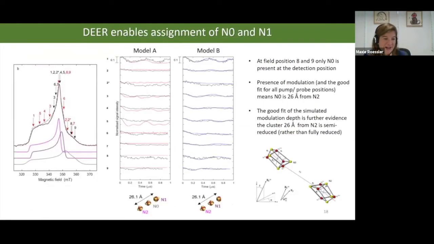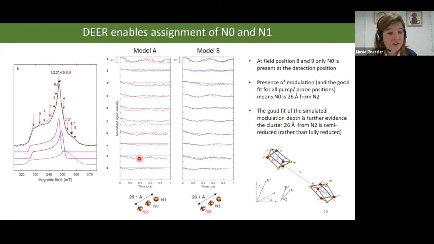So taking all this, Catherine was able to simulate all the experimental DEER traces, which are shown in black here. On top, you've got the simulated DEER traces, the best fit models for A and B. You can see that clearly the fit is not perfect for model B, but very clearly it must be the correct one because model A doesn't fit at all.